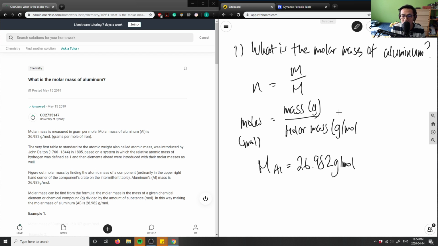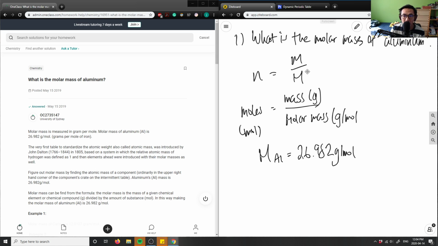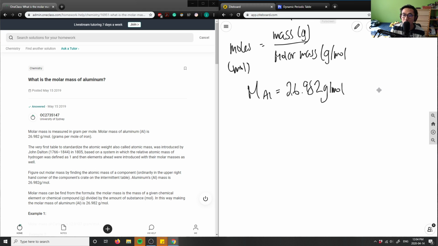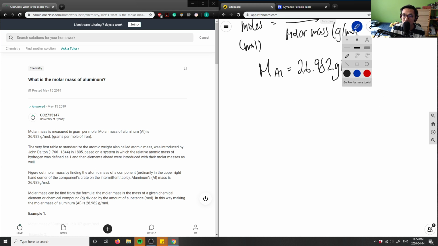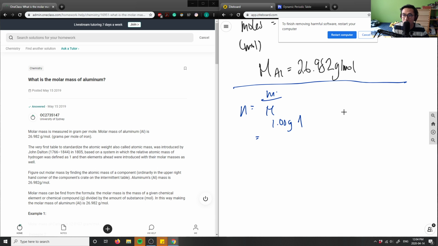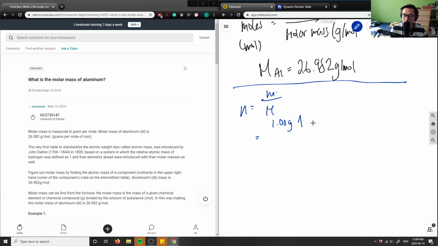We can actually use this to solve a stoichiometric problem. If I were to extend this problem further and ask how many moles are in 1 gram of aluminum, we can use this equation. I'll do this in blue because this is the end of the question. It's only asking us for the molar mass, but we can do moles equals mass over molar mass. We're assuming 1.00 grams of aluminum, and we're going to divide that by the molar mass, which is 26.982 grams per mole.